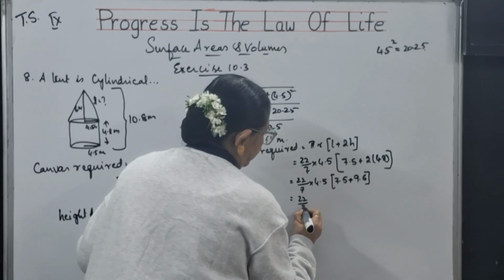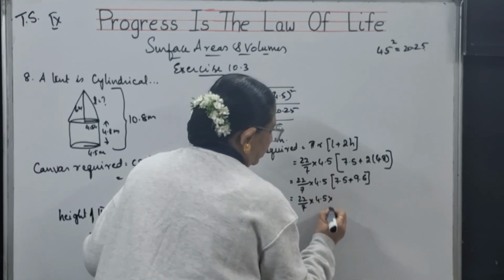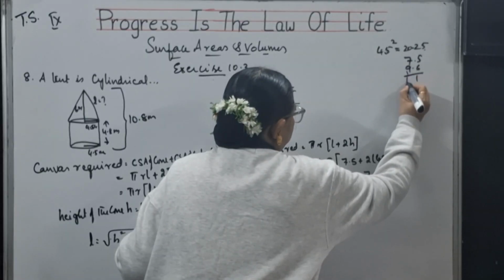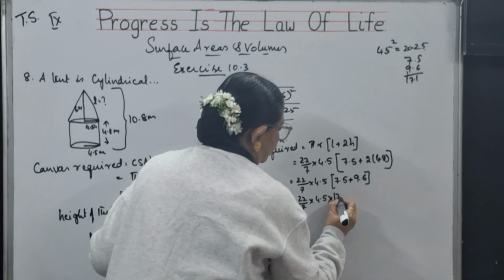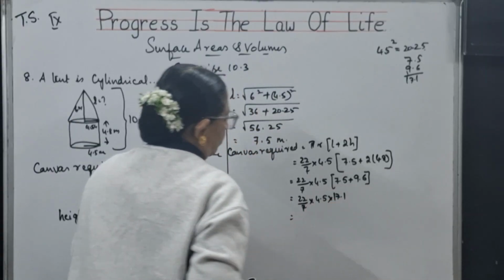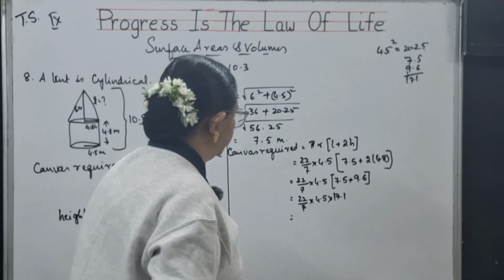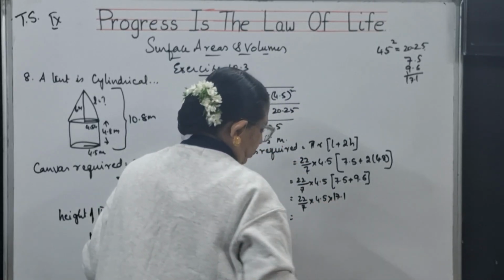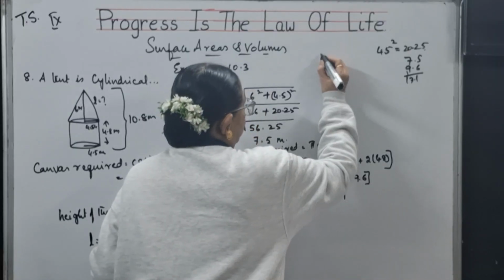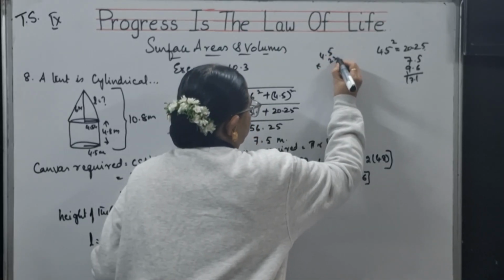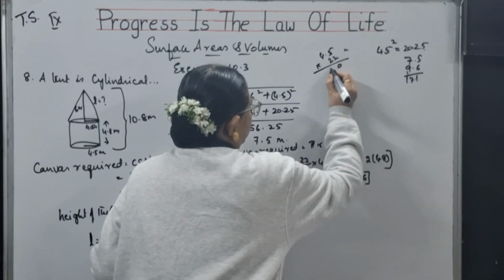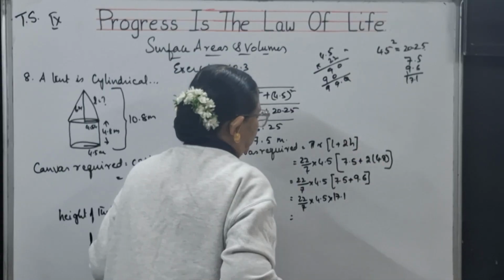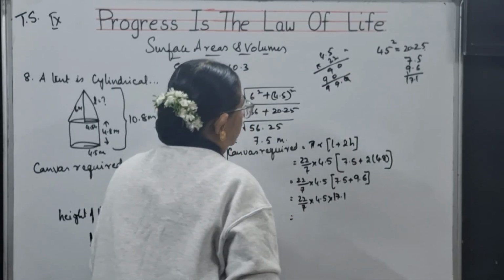So 22 by 7 into 4.5 into 7.5 plus 9.6, that is 17.1. So simplification is not possible, so you need to multiply it. When you multiply it, 22 into 4.5. 2 5s are 10, 2 4s are 8, plus 1 is 9. So 99. These two if I multiply, I got 99.